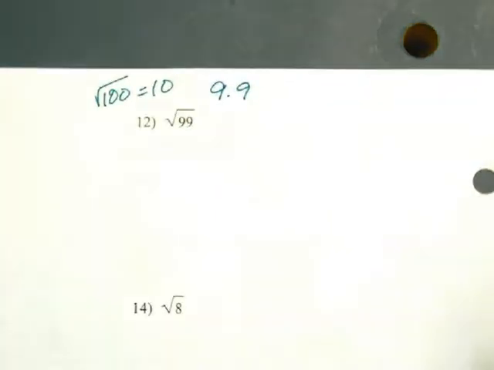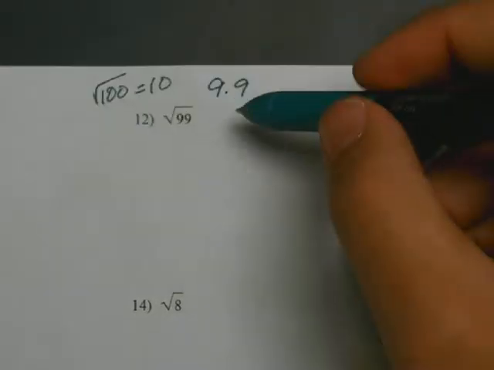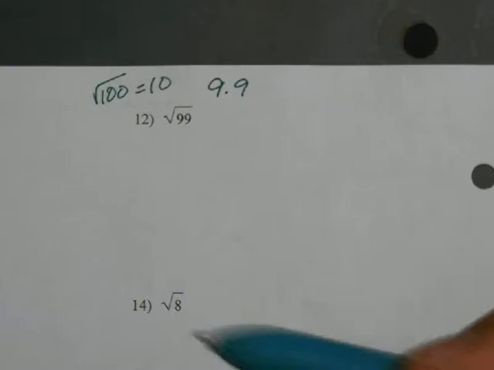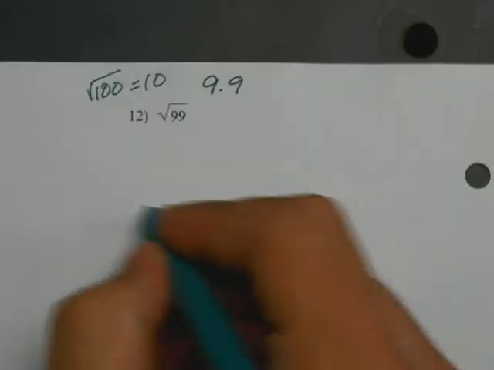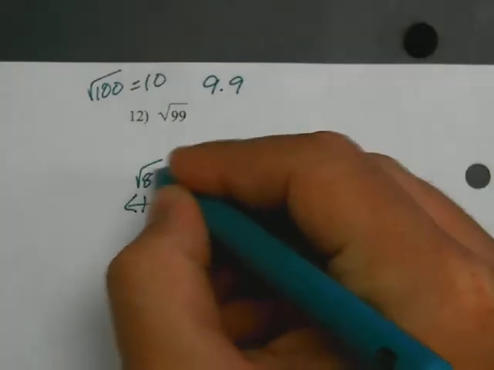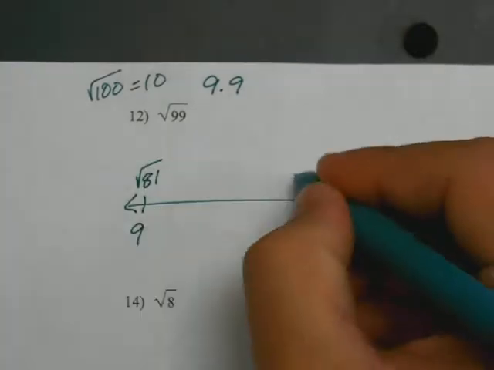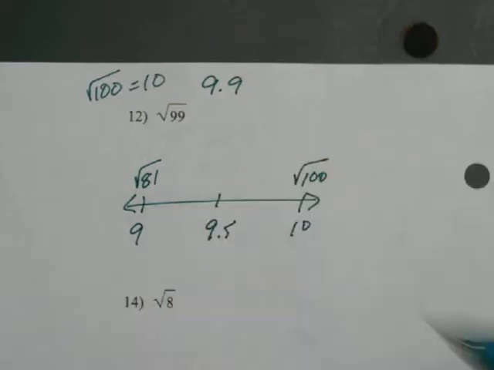Let the screen adjust a little bit. But you won't be able to do that on this one. I want to see all the work on this one. But you should be getting a general idea of, oh, this is going to be that. And that's the idea behind it. So draw your number line. We know it's between the square root of 81, which is 9, and the square root of 100, which is 10. I say 9.5.